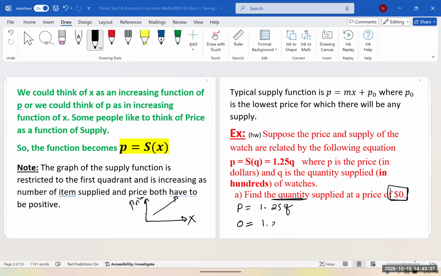So 1.25 Q. And if you're solving for Q, you just need to divide both sides by 1.25. And as we expected, no one wants to produce anything for $0, for free. Like me, can you please tutor me? No way. If you don't pay me good, why should I waste my time to tutor you? Same scenario here. If you don't pay good money, why should they produce anything?